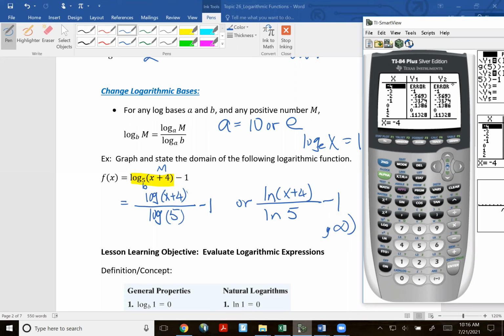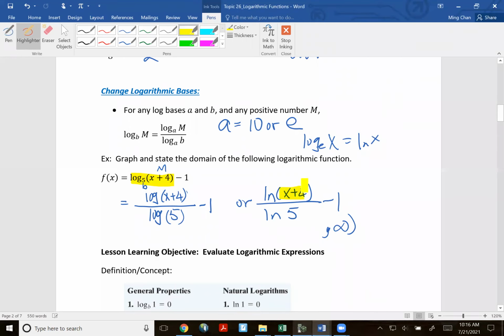They don't exist. So the -1 is telling us the entire function is shifted down one, your vertical shift. This +4 in here also tells you that the natural log function or the log function has to shift to the left 4 places.